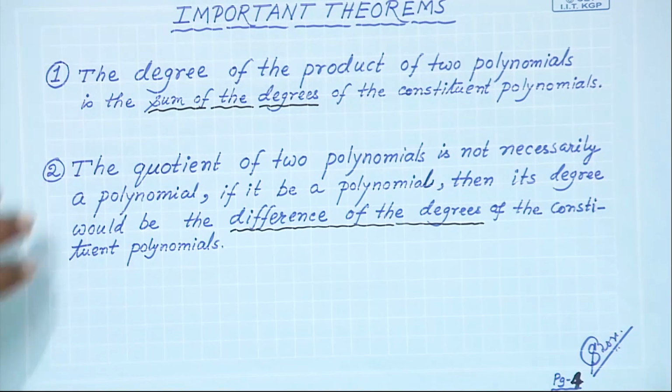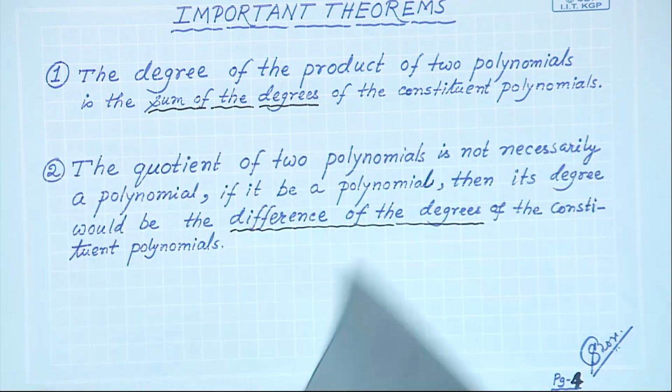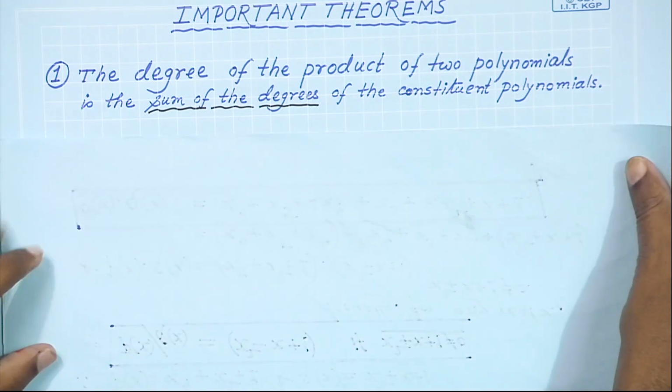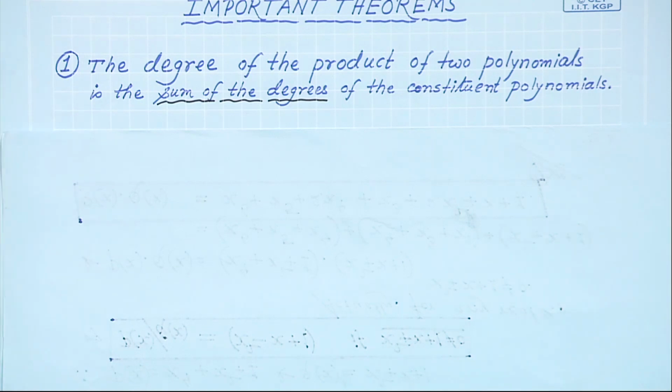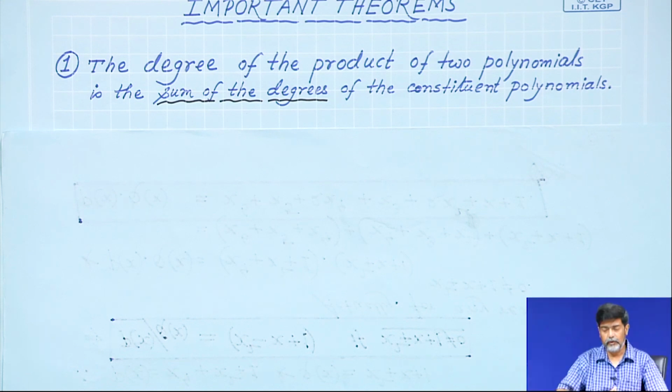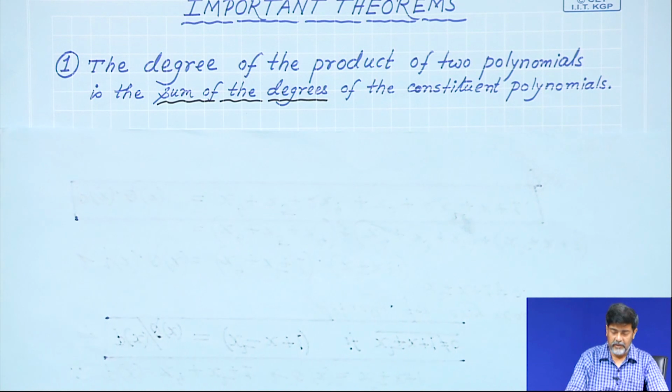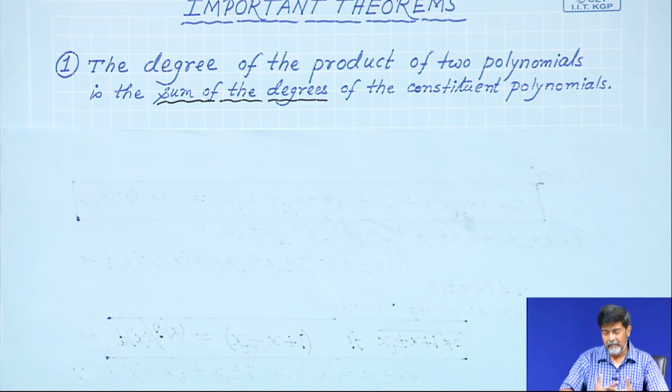Two important theorems. Now, I am suppressing the second one. Look at the first one. The degree of the product of two polynomials is the sum of the degrees of the constituent polynomials. Here, by constituent polynomials, we mean Px and Qx, which were taken earlier. Do you agree with me? Yes, sir.